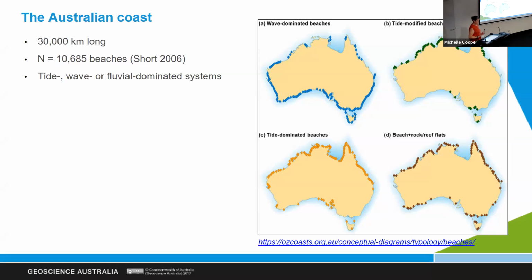But in addition to those beaches, we also have tide-dominated muddy coastlines. So we tend to talk about coasts in terms of tide, wave, or fluvial dominance. You can see across the northern parts of Australia, we tend to have tide-dominated to tide-modified beaches, and around the southern coast, we have wave-dominated beaches or coasts.